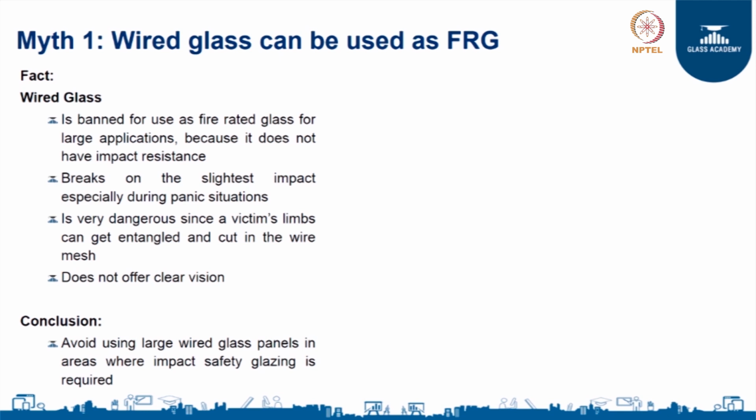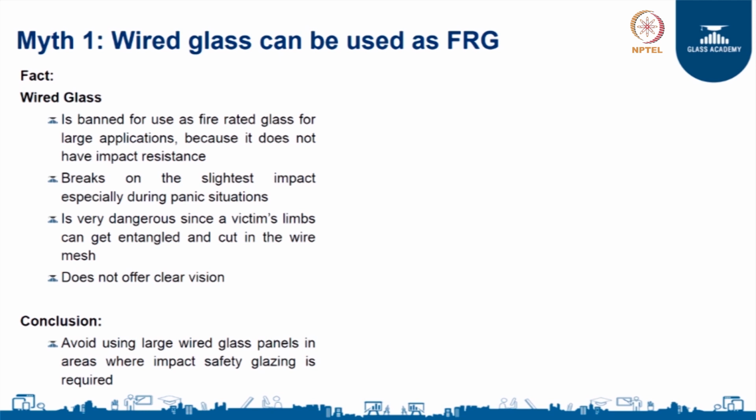The first myth that I am going to talk about is about wired glass. It is a widely believed myth that wired glass is also a type of fire resistant glass. Wired glass is banned for use in a fire rated application because it has no impact resistance. A wired glass is generally an annealed glass with a thick wire mesh in between. The manufacturing process itself involves annealed float glass coming out of the line, in which a wire mesh is fed into the raw glass which is in a molten state. So, there is no kind of value addition in terms of its strength or impact resistance.